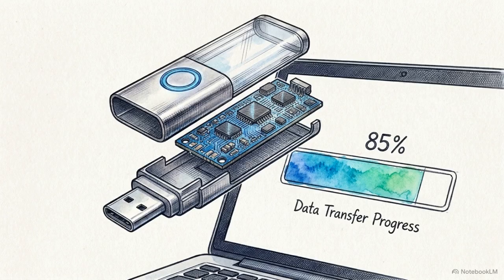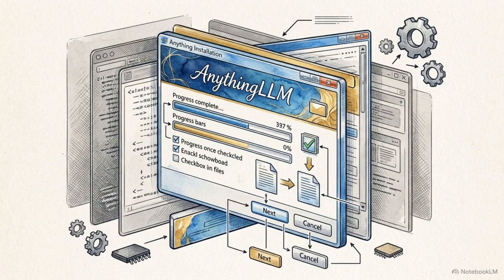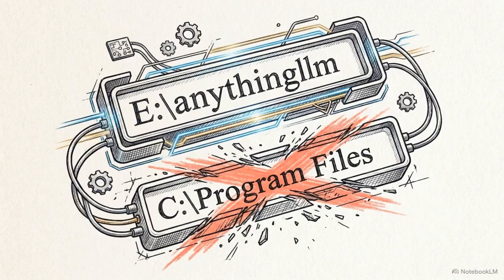The script is now downloading the heavy engine files and interface components. Depending on your internet and USB speeds, this process takes around 30 to 40 minutes. Midway through this process, the AnythingLLM setup wizard will automatically pop open on your screen. Urgent, stop and look closely at the installation path. You must manually click Browse and force the location to the AnythingLLM folder located directly on your USB drive.